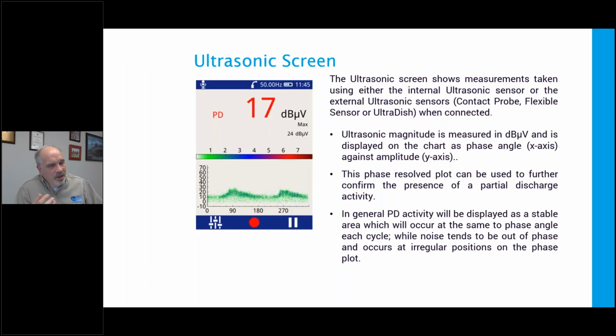Here's the ultrasonic screen. It looks like the last one I showed you. You've got an algorithm, you've got a level, you've got your phase resolve plot, and you're listening with your headphones. So you're going to try and use all three of those things to tell you whether you've got PD or noise. Previous generation products had headphones, and you listen to the headphones, and if you heard it, you heard it. If you didn't, you didn't. It took a lot of practice and a calibrated ear to determine the difference between PD and, say, Corona. But with the added screen information, you can tell a lot more.